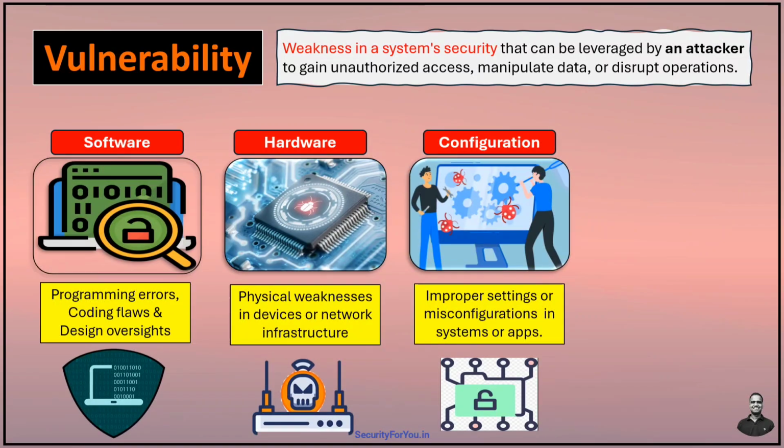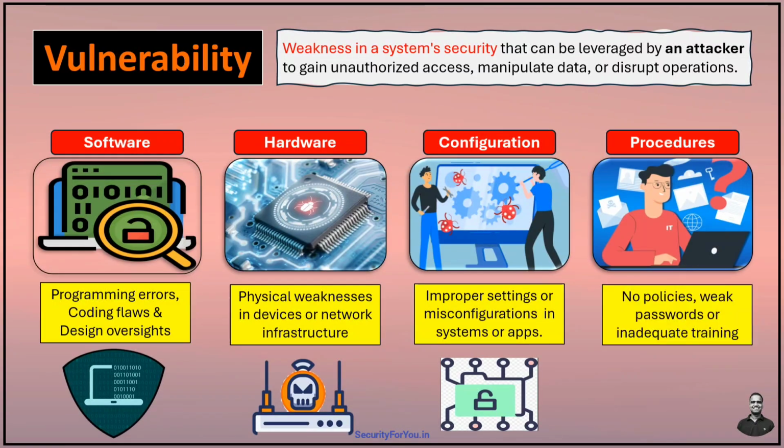gain remote access. And vulnerabilities in procedures, like lack of security policies, weak password management, or inadequate user training, can create human vulnerabilities that attackers can exploit through social engineering techniques. For example, a phishing email tricks an employee into revealing their login credentials, allowing the attacker to access internal systems.